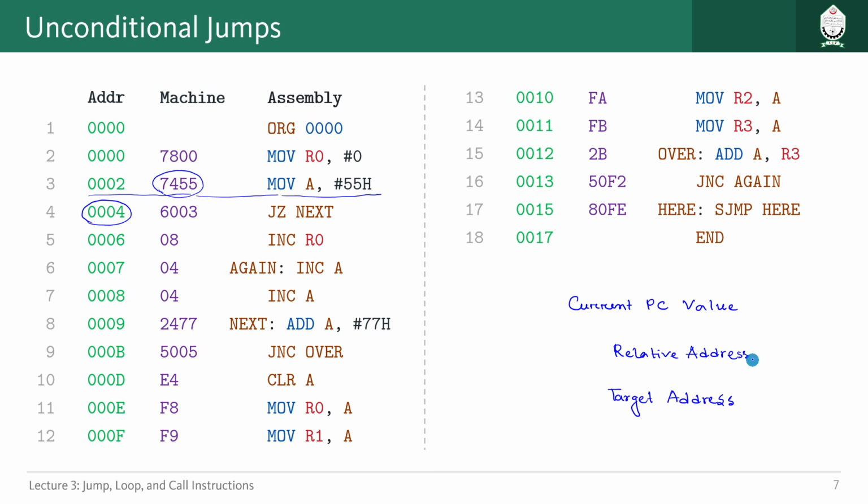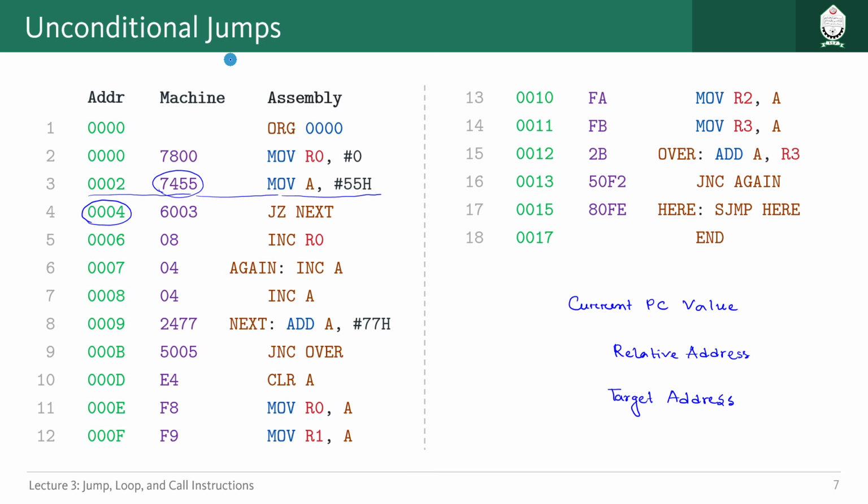Understand? With respect to this PC value we currently have, how far our target address is relatively will be denoted by this relative address. It can be in the forward direction or the reverse direction. So with the current PC value, we are going to add or subtract this relative address, and we get a target address that is either in the forward or the reverse direction.